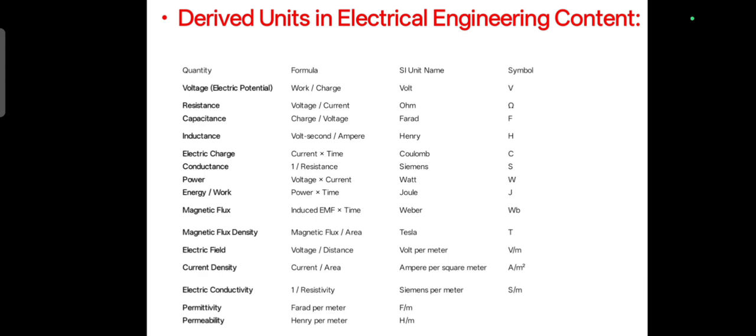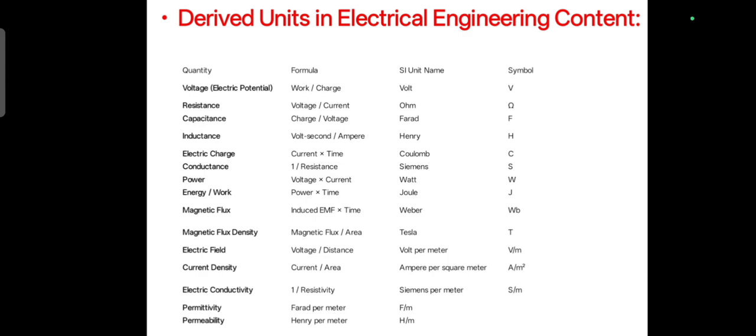Magnetic flux density is nothing but the magnetic flux divided by area. Flux has the unit Weber, area has the unit meter square, so Weber per meter square we can also write. So magnetic flux density has the unit Tesla.